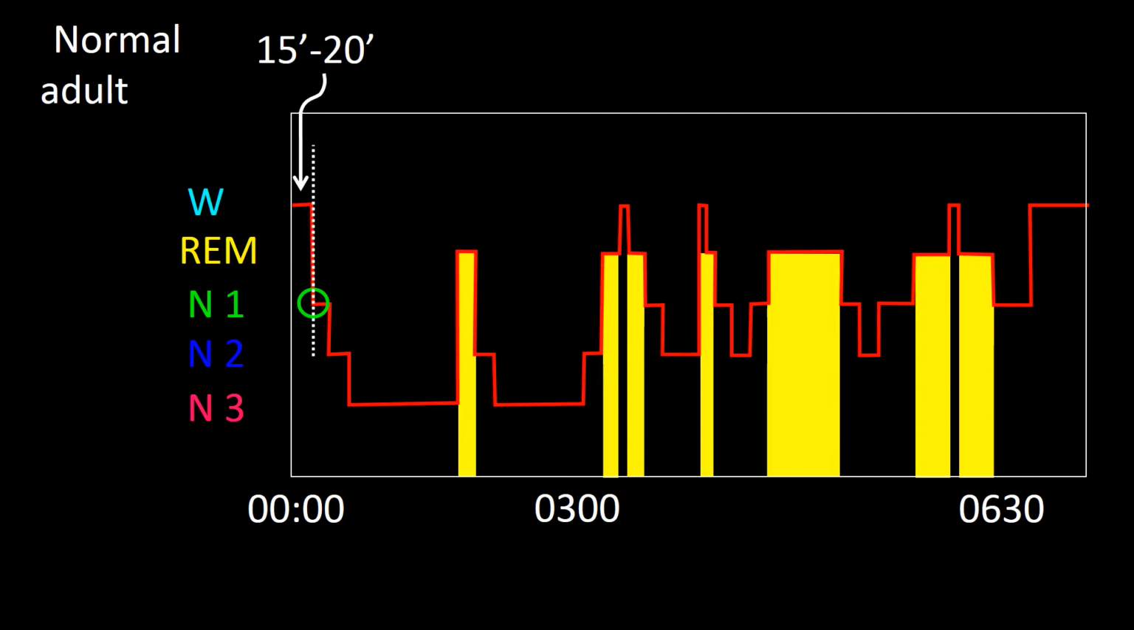As you can see in this normal hypnogram of an adult's sleep, sleep latency is from 15 to 20 minutes, and the first stage of sleep is N1. REM stage onset is about 90 minutes. The percentage of time spent in each stage is calculated by dividing the time in each stage by the total sleep time and then multiplying the product of the division by 100. The normal amount of REM sleep is 25% of the total sleep in an adult.